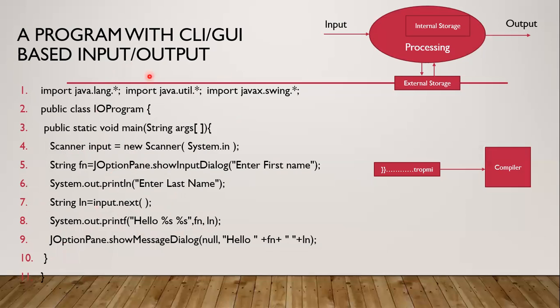So the imports are actually references, links to those libraries where the compiler can go and see the definitions of the things which are not defined here. Here, the only thing defined is the main. So the scanner, the GOptionPane, the system, they are not being defined here. They are being used here. So for that, we need to write the imports. Okay, this is the description of the program.